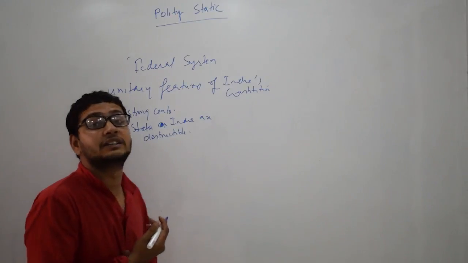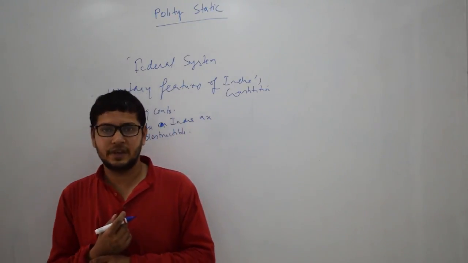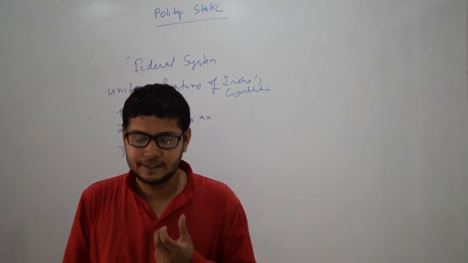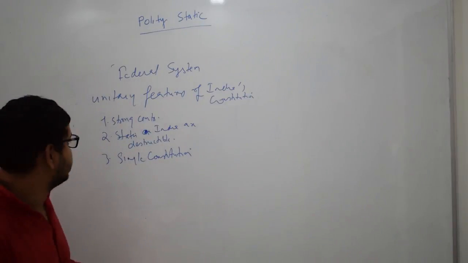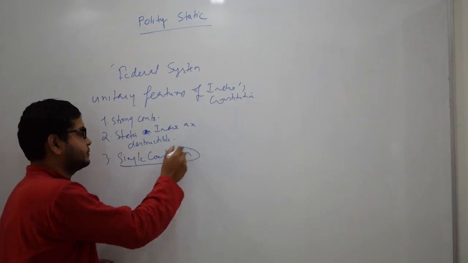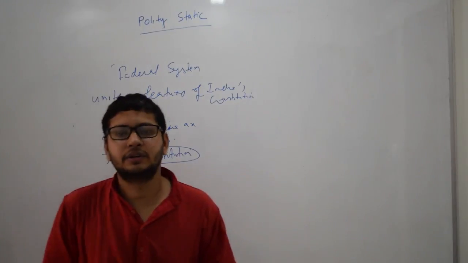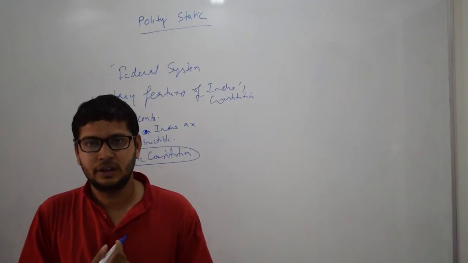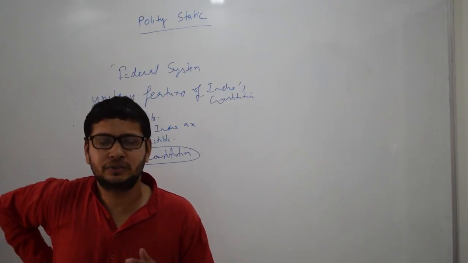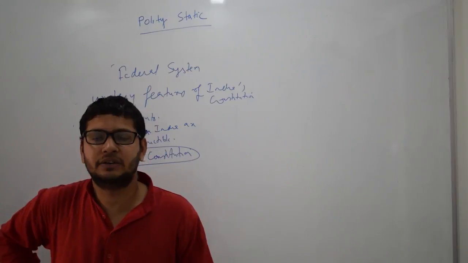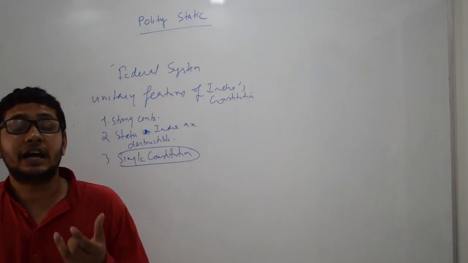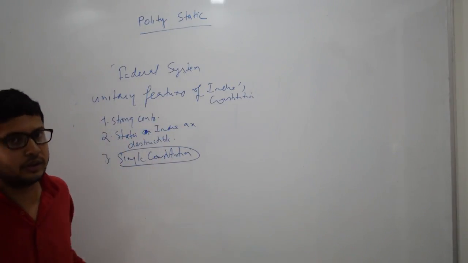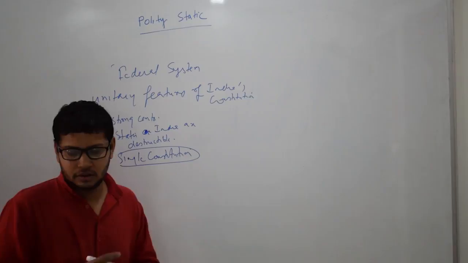So states in India are destructible, as we have discussed in Article 3. While in federal countries, generally the states are not destructible. So third feature is single constitution. In all the federal countries, as you know, all the states have their own constitutions. In India, only J&K, because of Article 370, has its own constitution. The rest of the states in India do not have their own constitution. We just have a single constitution.